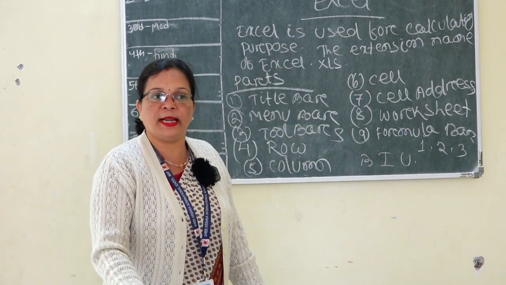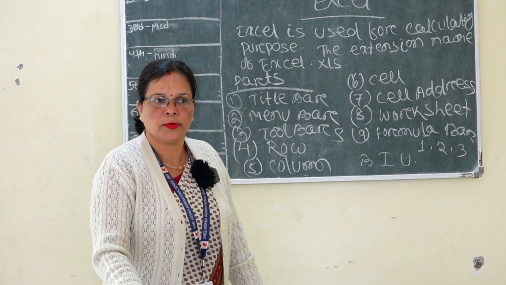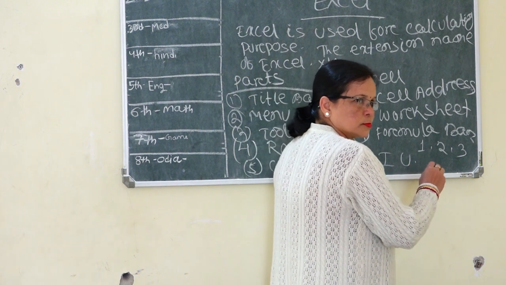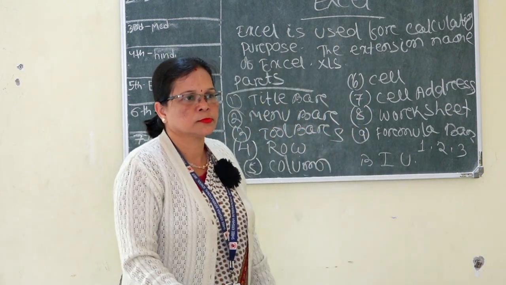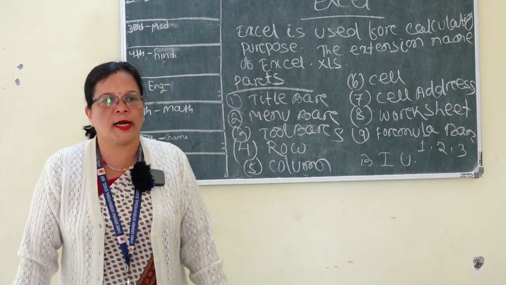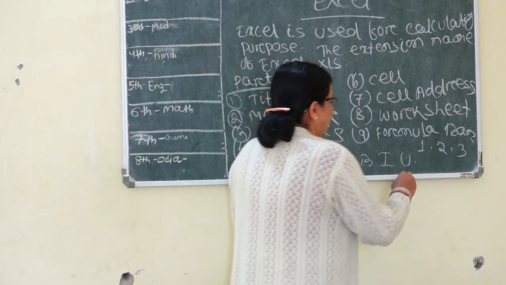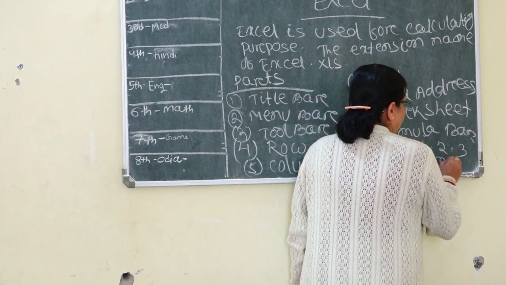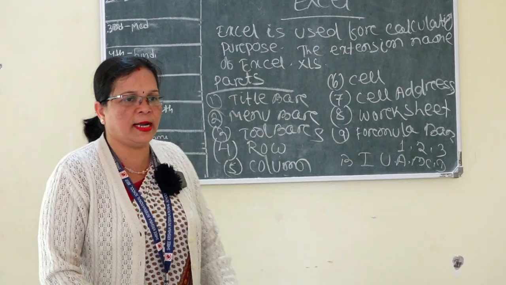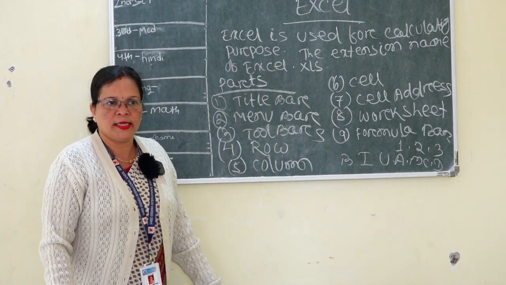And how many rows are available in Excel? One lakh 65,400 something. These are the rows. And A, B, C, D, these are the columns. And how many columns are available in Excel? 256 columns.